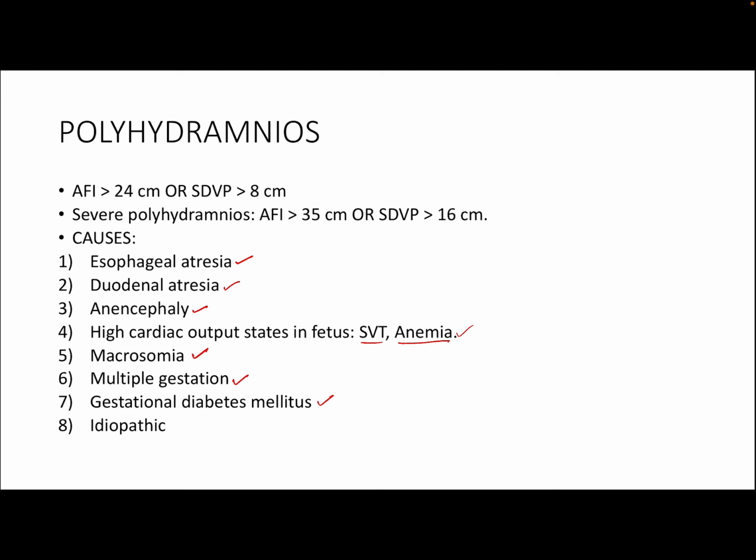Gestational diabetes is a very important cause. So, maternal hyperglycemia leads to fetal hyperglycemia and fetal glucosuria, and this leads to an osmotic diuresis and polyuria. This leads to polyhydramnios. And you can also see polyhydramnios in monochorionic diamniotic twins, wherein there's twin-twin transfusion syndrome, which leads to polyhydramnios in the twin receiving the blood and oligohydramnios in the donor twin. And of course, there are also idiopathic causes for polyhydramnios.